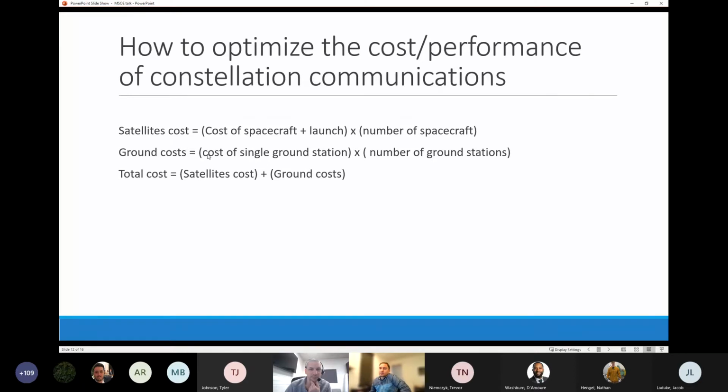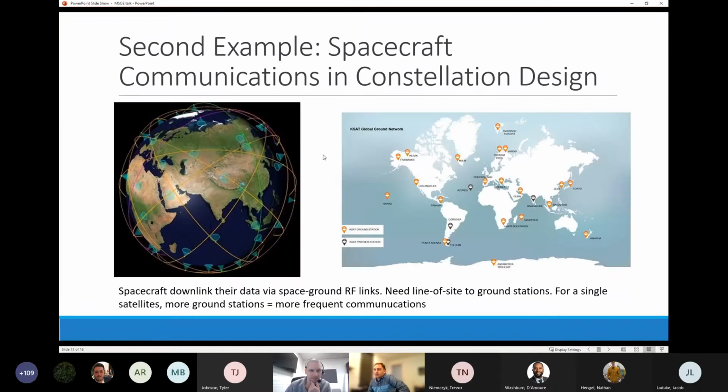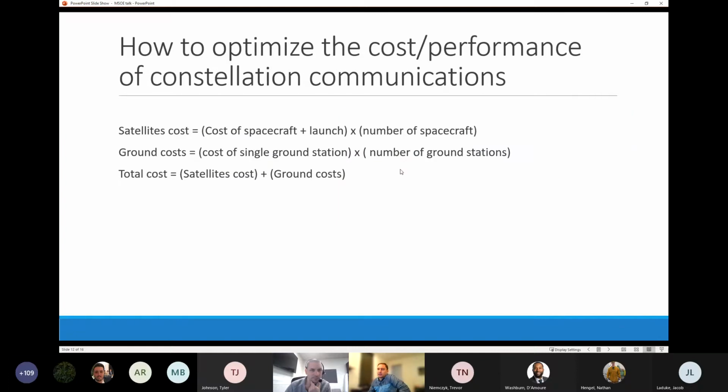Now the ground stations, if I go back to this map, it's really nice to have a lot of ground stations, right? Because the satellites are going around in orbit around the Earth and basically rotating, the more ground stations you have, the more frequent opportunities you have to downlink the data. So you can get a lot more data down, or you can get it more often, depending on what you want to do. So again, ground station cost of a single one times the number of them, while your total cost is the satellites plus the ground stations, right?